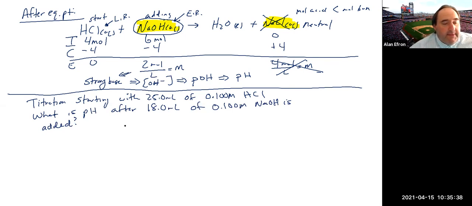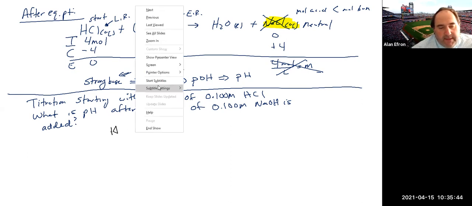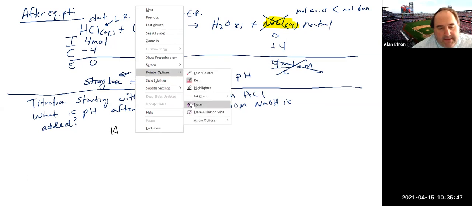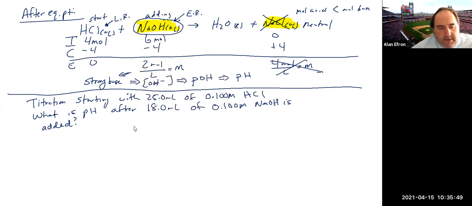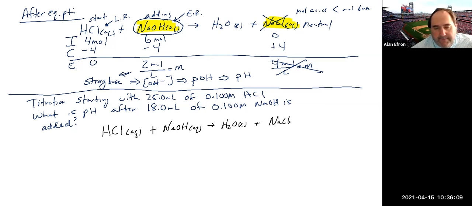Okay, let's take a look. So clearly we're doing a titration, so we're going to need a reaction. Let me write that out. It's the same one we've been looking at. Our sodium hydroxide and our hydrochloric acid are going to react. We're going to get some water, and we're going to get some sodium chloride.